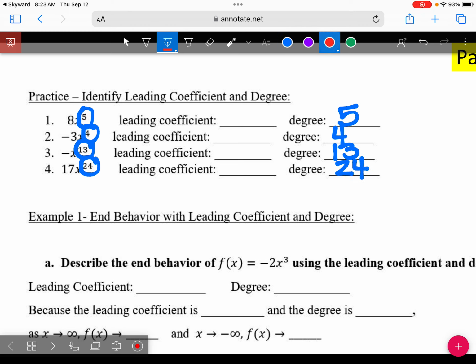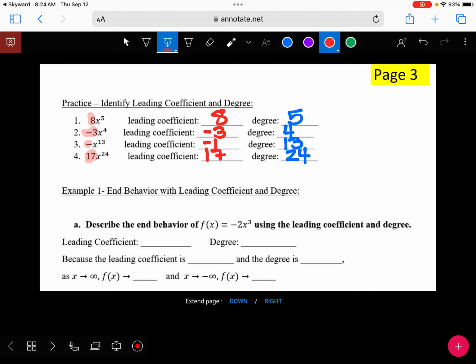Your degree for number 4? 24. The leading coefficient is the number in front. So let me highlight our leading coefficients. Our leading coefficients would be this number here, this number, and this number. The leading coefficient for number 1 is a positive 8. For number 2 it is a negative 3. For number 3 it is negative 1, and number 4 is 17. Okay, so now let's put that together here.